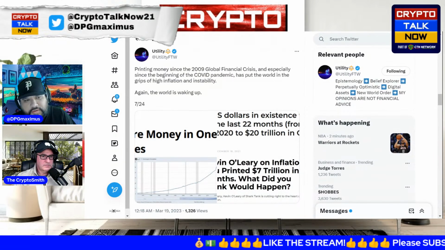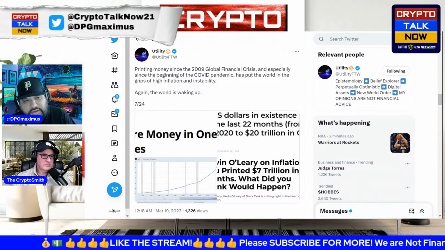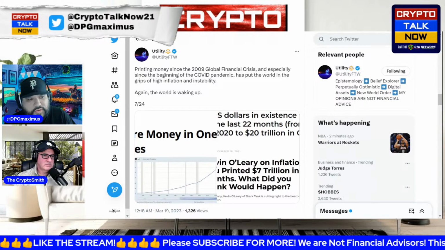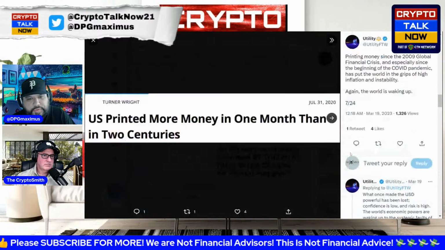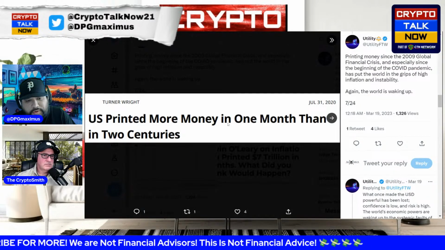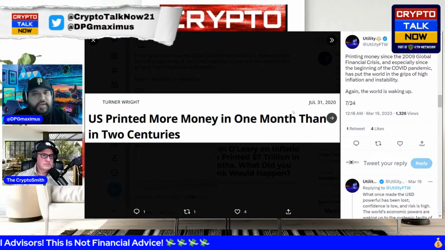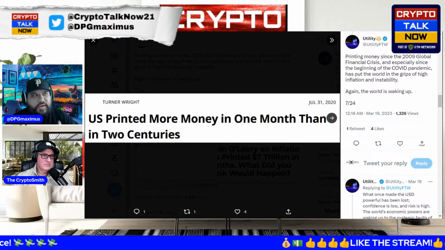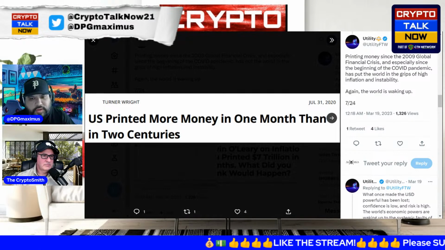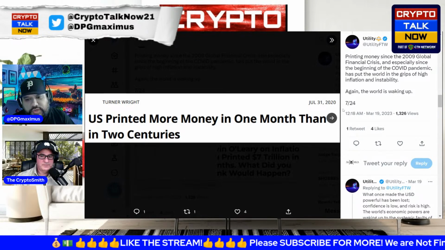So it's printing money. Did you know this? Since the 2009 global financial crisis, and especially since the beginning of the COVID pandemic, the world has been in the grips, of course, of high inflation and instability. Again, the world is waking up. Let's blow that up. The U.S. printed more money in 1 month than in 2 centuries. And that was, of course, back in 2020. Now, of course, we've gone further in debt. Last we checked last night, I think we're at close to 32, maybe it went up, 32 trillion in our debt. It's crazy stuff.